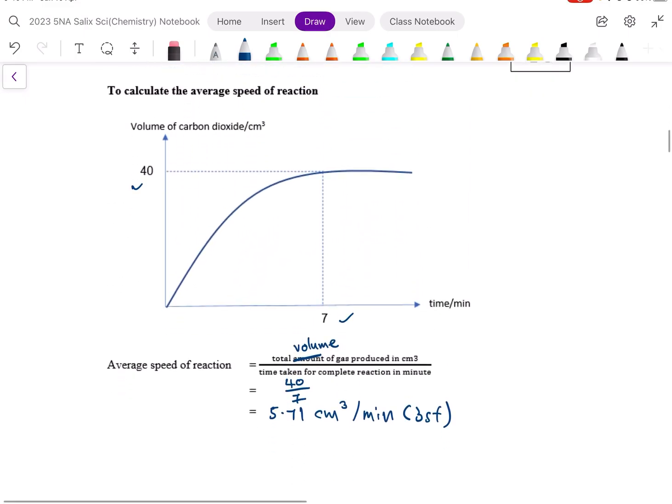So basically, average speed is done by taking the total volume of gas divided by the total time taken for the reaction to complete.